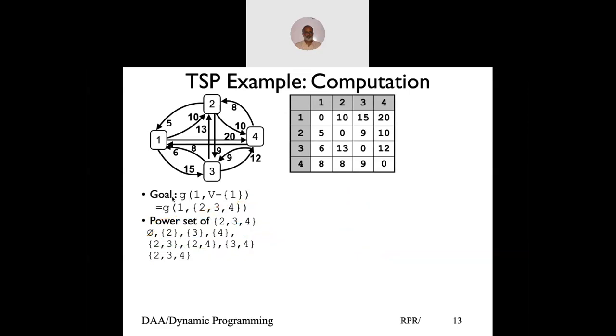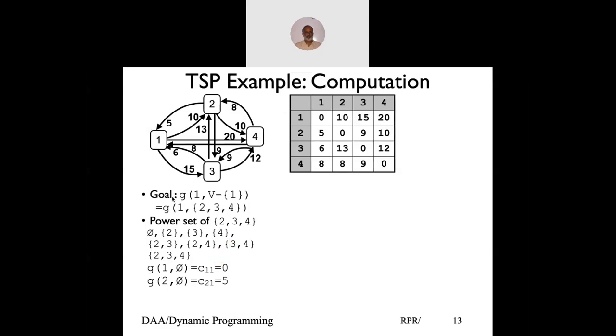Take an example. This example is from the book. Some steps are not given in detail. I've worked out all the details so that you can follow. Now look, the set of size 0 is basically the empty set. And this indicates, if you look at G(1, empty), from 1 go to the empty set and then come back to 1. That means basically 1 to 1. So this cost is 0.